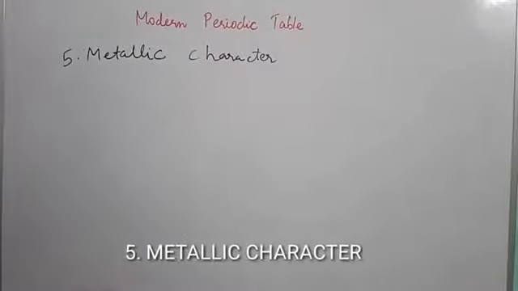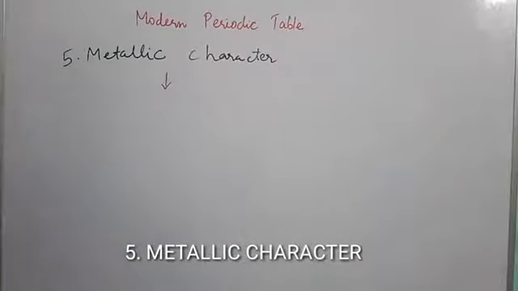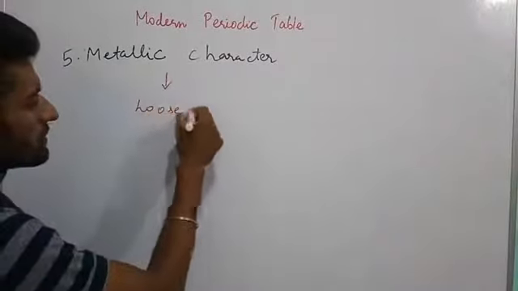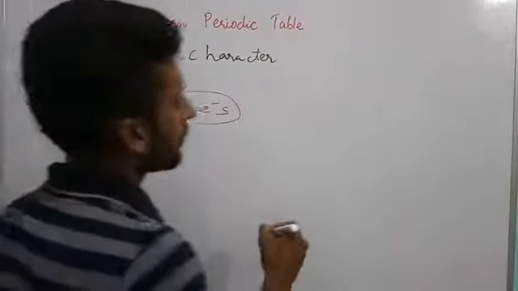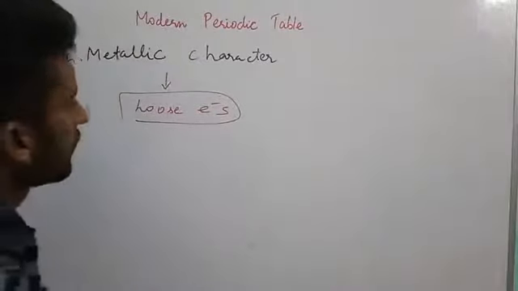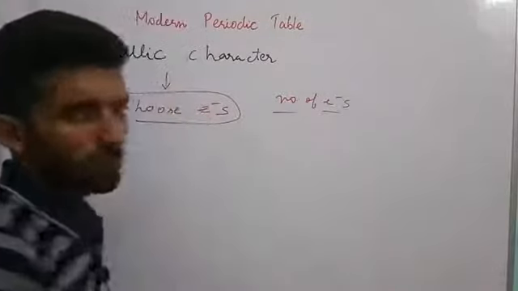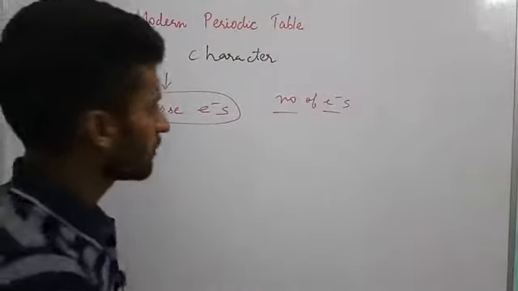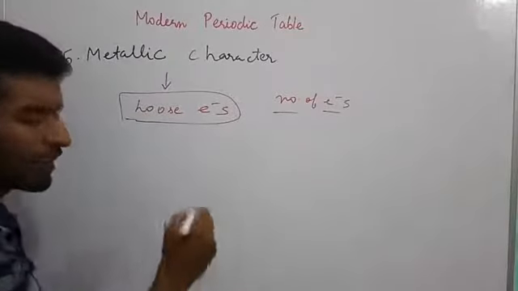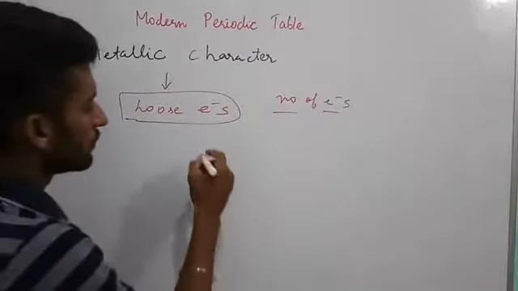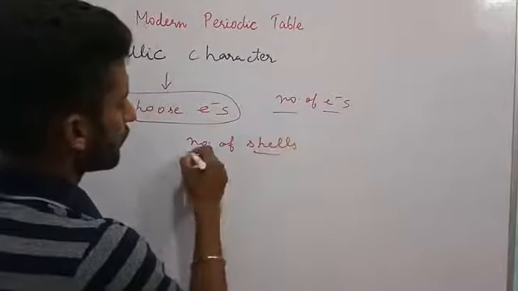Okay, now the next one is metallic character. So what is metallic character? The ability of an atom to lose the electrons. Metals are those which easily lose the electrons. In a group, we know as we move down the group, valence electrons, they are remaining the same, but the atomic size, that is increasing. So increased atomic size is due to increase of new shells, increase of number of shells.